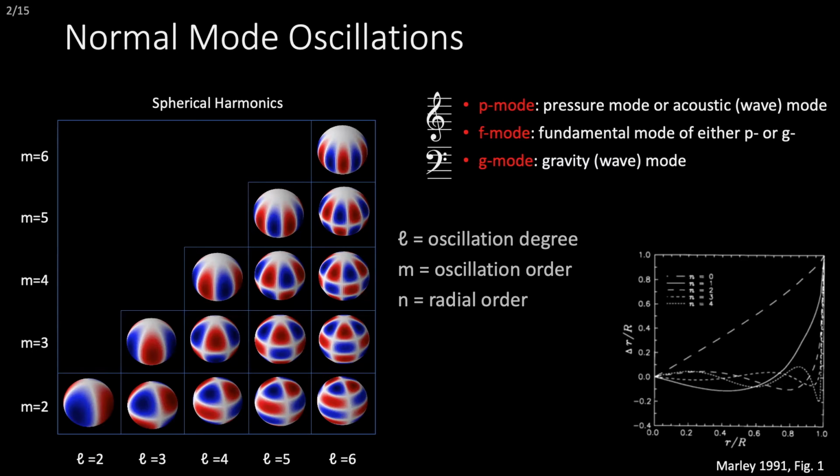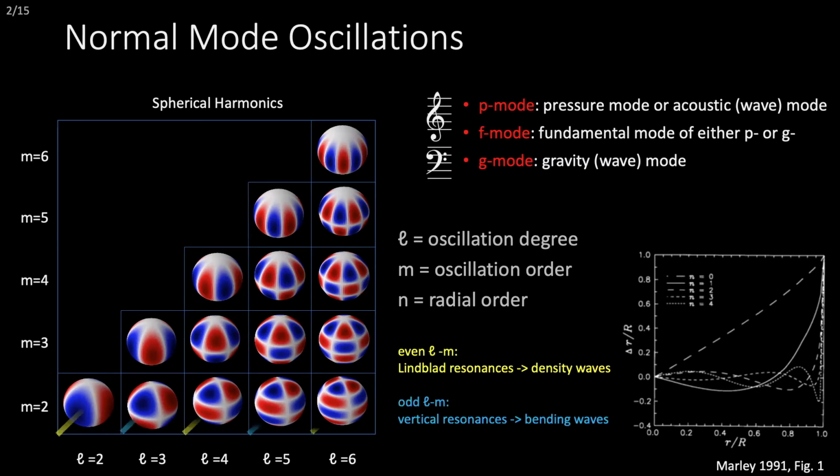Planetary oscillations can be decomposed into a set of normal modes, each of which oscillates at a frequency that depends on the planet's density profile and whether the restoring force is gravity or pressure. P, F, and G modes are ranked here by decreasing frequency. When gravity is the restoring force, we have a G mode. When it's pressure, we have a P mode. An F mode, or fundamental mode, can be either P or G, and we are primarily concerned with the F modes, which have a radial order n equal to 0.